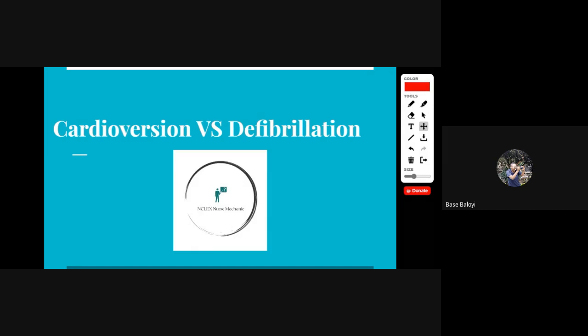Today, we'll be discussing the differences between cardioversion and defibrillation because I've realized that some of my students are confused between these two, right? Don't worry about the blank page, because this is where we will be doing our notes. Both of them transfer electrical energy to the heart, with the hope of converting the abnormal rhythm back into a normal sinus rhythm, right?